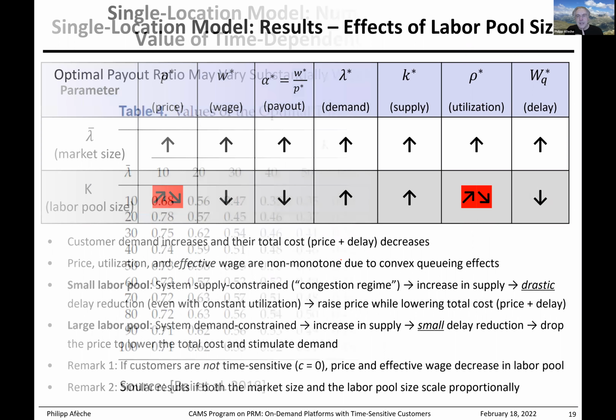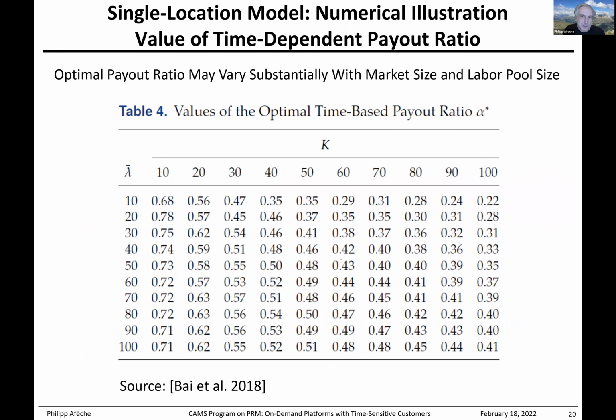Okay, and so in closing, I'm just going to show you some numbers, right? Without going into the specifics of how you get these numbers. So this here is table 4 from the paper. It's just showing you, for different labor pool sizes and market sizes, right? What would be the optimal payout ratio, right?